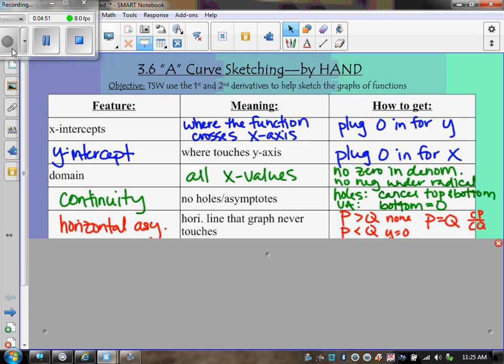When the degree of your numerator is less than the degree of your denominator, if p is less than q, then you have a horizontal asymptote at y equals 0. Your graph's going to get really close to the x-axis. It's kind of going to level off. It's never going to touch it. It's going to be a horizontal asymptote there. If the degree of your top is equal to the degree of your bottom, then you have a horizontal asymptote at y equals the coefficient of your top divided by the coefficient of your bottom. Coefficient meaning the number in front. So you would divide those two numbers and you would get your horizontal asymptote there.